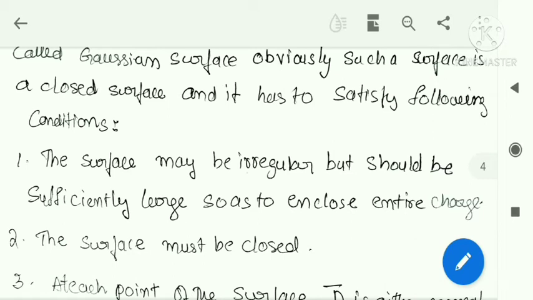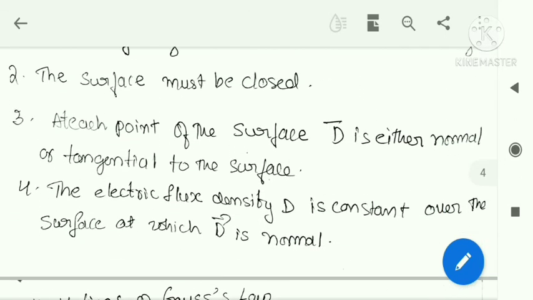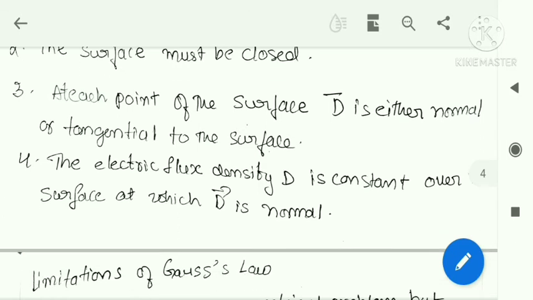The charge should be completely enclosed within this surface. It may be irregular or it may be a sphere, but it should be closed. Another thing is the electric flux density should be normal to the surface at any point of the surface, or it may be tangential to the surface. Either it should be tangential or normal at any point of the imaginary surface. The electric flux density D should be constant over the surface at which D is normal.